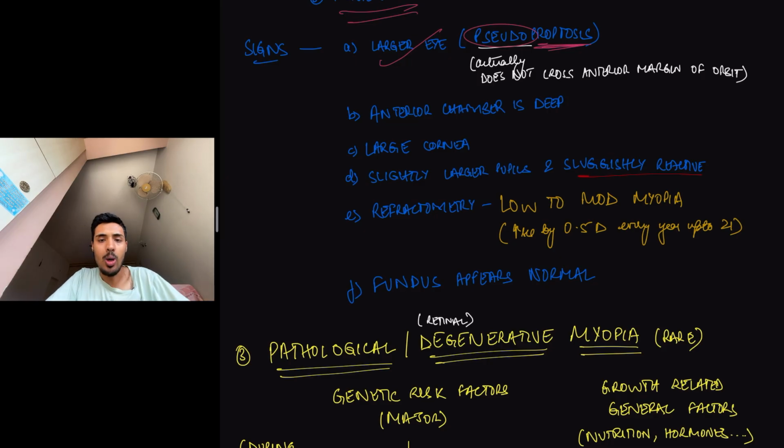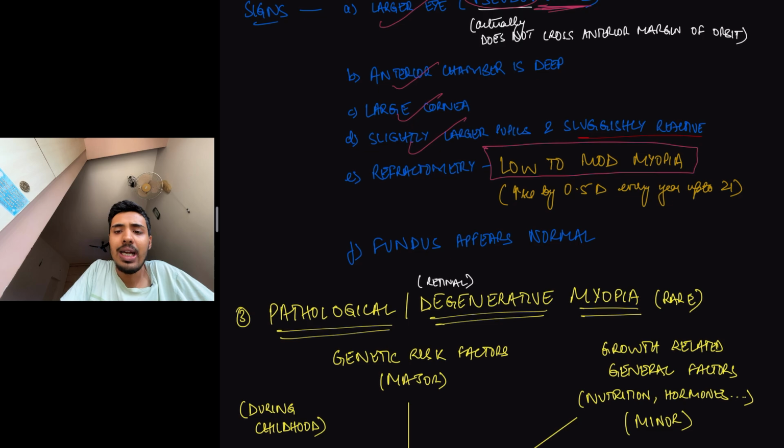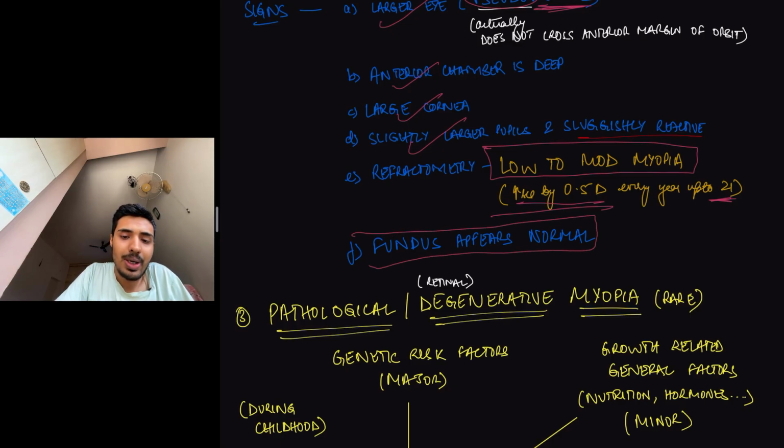Now the eye is large, so obviously the anterior chamber is deep. The cornea is large. The pupils are slightly larger. And also when we do refractometry, school myopia, simple myopia, developmental myopia is only about low to moderate myopia. And also because the eye is still developing, the myopia keeps progressing till the age of 21 at about 0.5 diopters every year. This is not a mandatory thing. For some people it may stop at age 16, age 15, but sometimes it can progress by about 0.5 diopters every year. Fundus appears normal in simple myopia or developmental myopia.